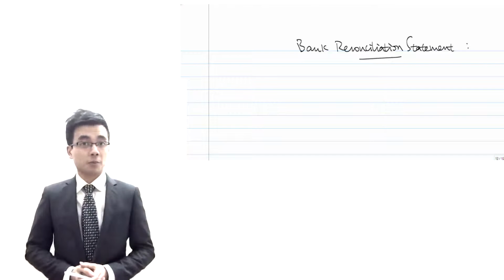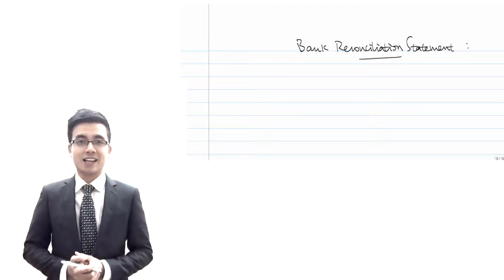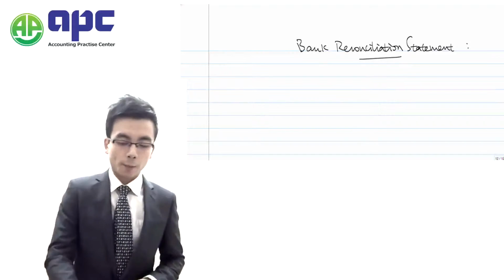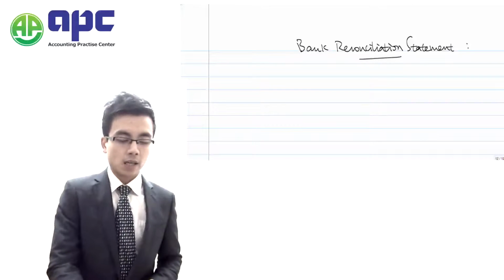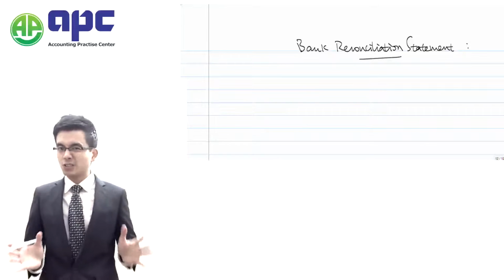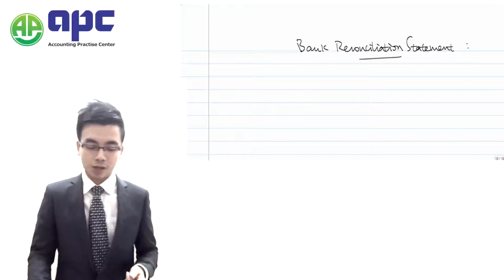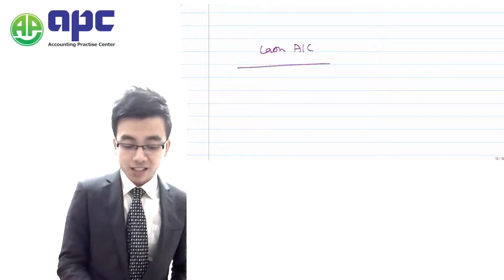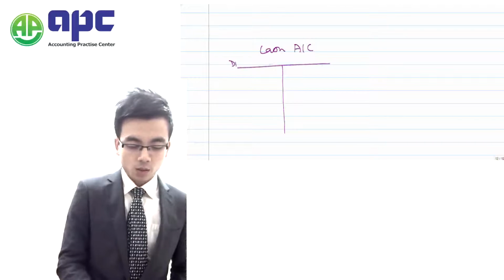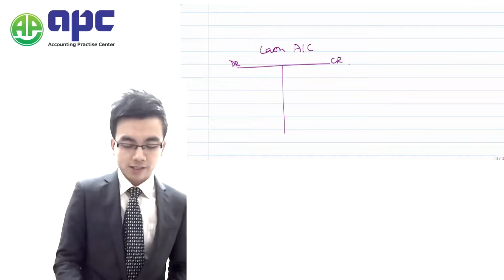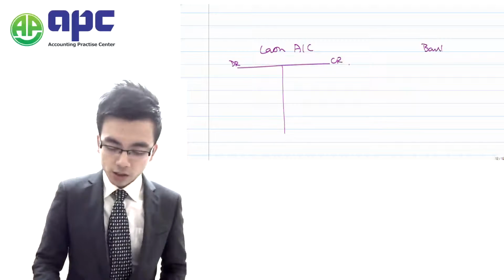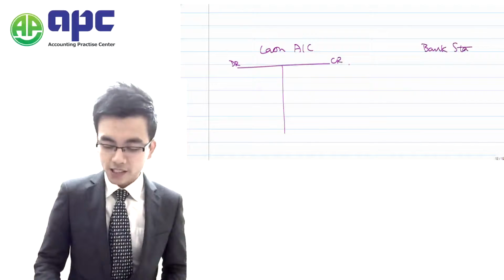Hi, this is Steve from APC and I'm the course director here at APC, and in this video we're going to be focusing on the bank reconciliation statement. So what do I mean by bank reconciliation statement? If you think about it in this way, we've got the cash account, which is the T account within the company, with the debit as well as the credit side. And also we've got the bank statements that are given by the bank.